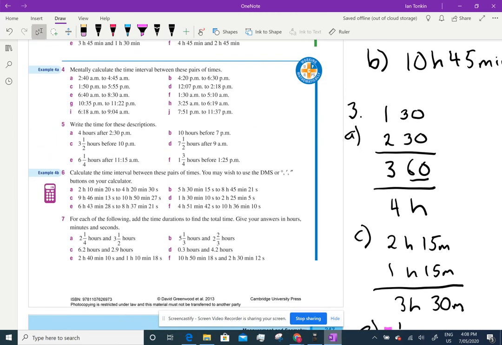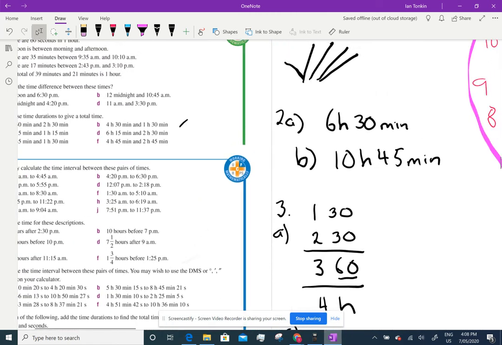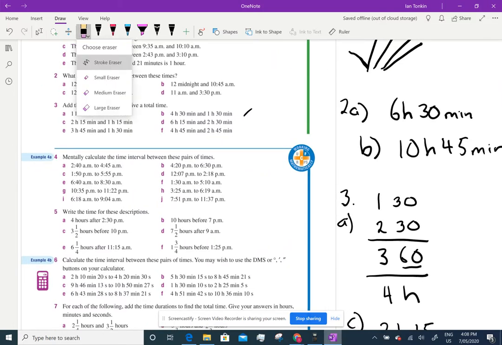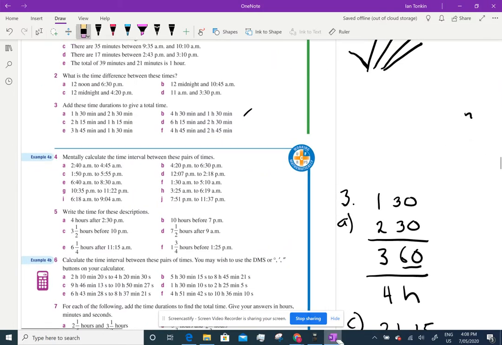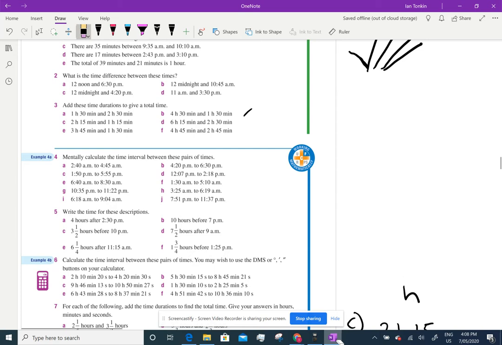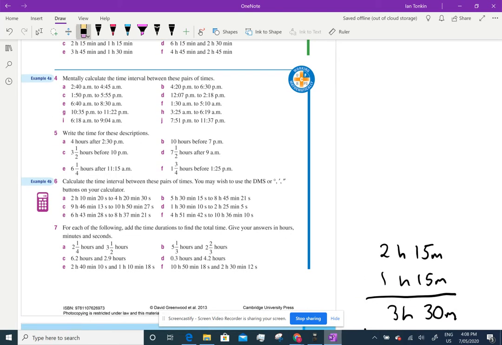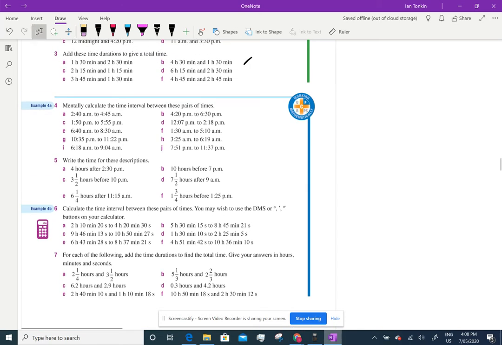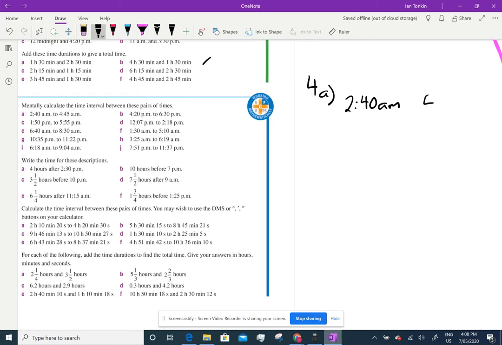When you're calculating time, so for things like question 4, I'm going to create a bit of space here for question 4. Again, it's good to have an understanding of your 12-hour and 24-hour clock. So in 4A, I'm going from 2:40 a.m. to 4:45 a.m.